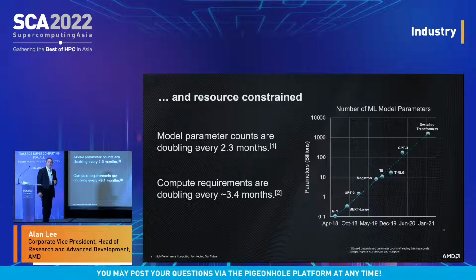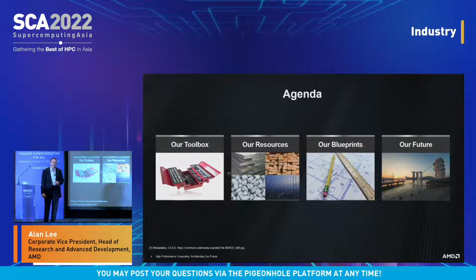We're also resource constrained. Modern HPC requires more data, more compute power, and so on. The chart shows the increase in the number of parameters for a class of machine learning models, which is doubling every 2.3 months, and we reached the 1 trillion parameter threshold early in 2021. In addition, compute requirements are doubling every 3.4 months. So we have a big problem on our hands, whether from manufacturing or from the growth of the resources necessary. In today's agenda, I'm going to talk about how we tackle these problems.